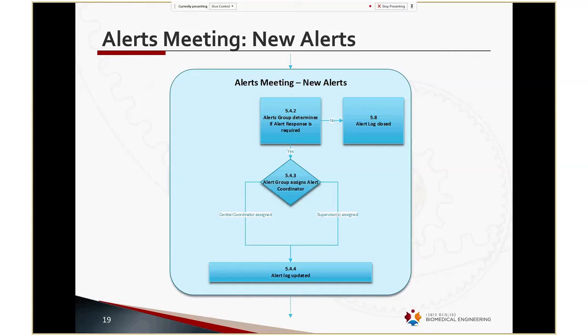If following that second pass, none of the teams identify that they're affected or that they're aware of those devices being within any of our hospitals, we'll close off the alert log and that file will be considered done. If we determine that a response is required, so we are affected, an alert coordinator will be assigned. There are two types of alert coordinators that could be assigned, either a central coordinator or a supervisor coordinated alert. The vast majority of alerts are coordinated directly by the supervisors for their teams.